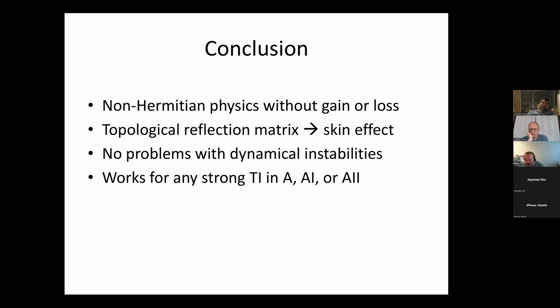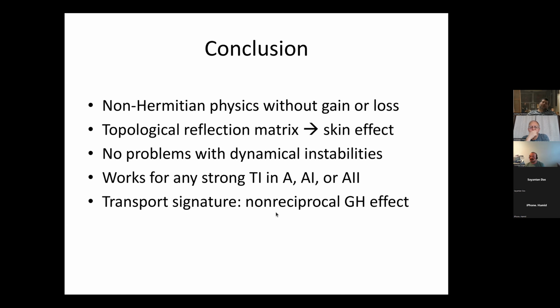Yeah, this works for any strong TI in these three symmetry classes. The reason why we restricted ourselves to these symmetry classes is that they're the only ones where we actually managed to show this in a model independent way. We have checked for other symmetry classes and other specific systems that it still works, but I don't know how to show that in general, except in the Wigner-Dyson classes. That's where it works so far.